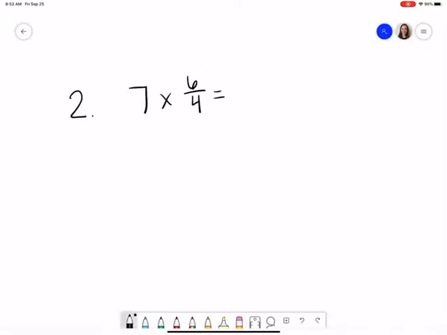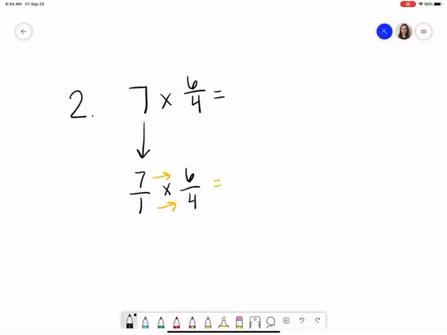All right, so how are we going to start this? Hopefully you started by making 7 wholes a fraction. So we put it over a 1 to make it the fraction and multiply it by 6/4. All right, next step is to do what? Multiply across the top and multiply across the bottom.